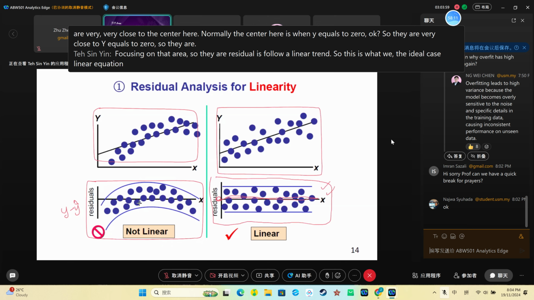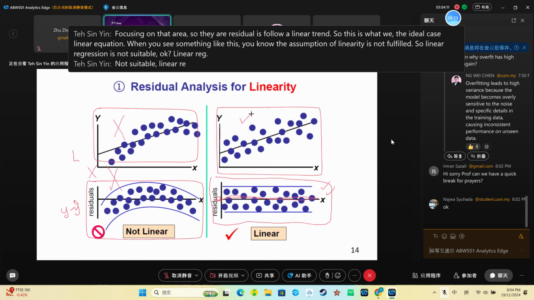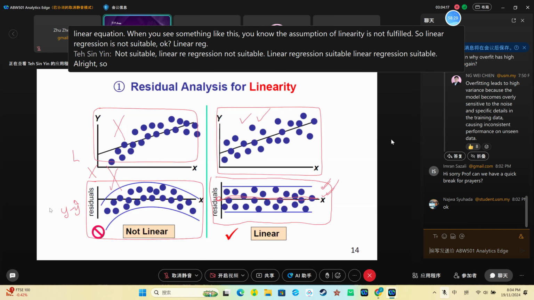When you see something like this, you know the assumption of linearity is not fulfilled. So linear regression is not suitable. Linear regression not suitable, linear regression suitable. All right, so this is how you see it.